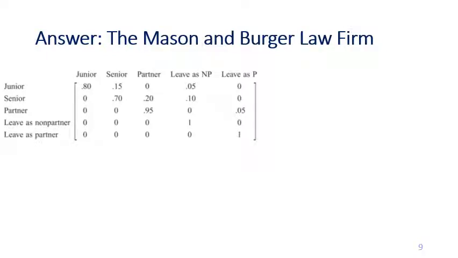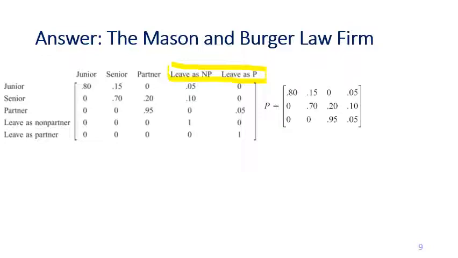Now, because leave as non-partner and leave as partner are both absorbing chains, and in the steady state census we don't really care about the absorbing chain, like the person who died in the previous example, we may just combine them together into one state, and then we do not write that state in the rows. So the first column is junior, the second column is senior, the third one is partner, and the last column is leaving either as non-partner or as partner. And for the rows, this is junior, this is senior, this is partner, and we do not write the leave as partner or leave as non-partner in the rows.